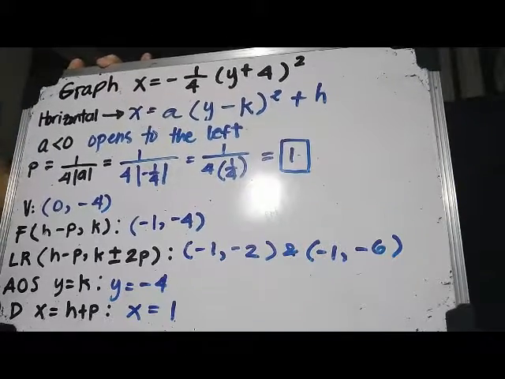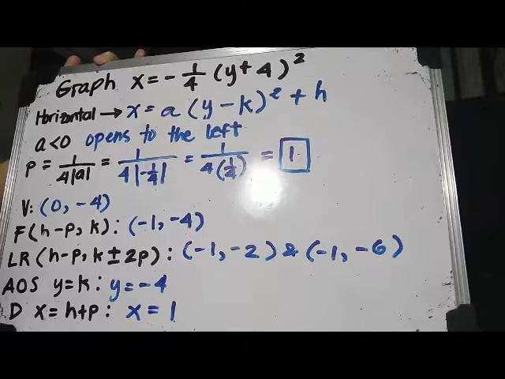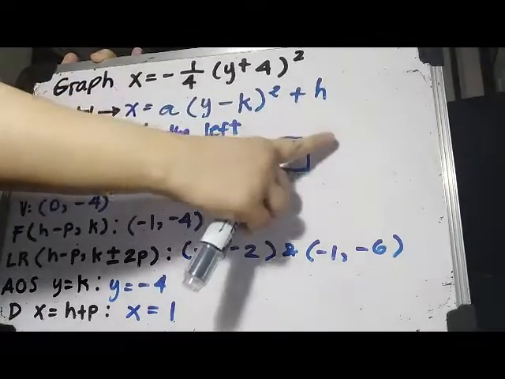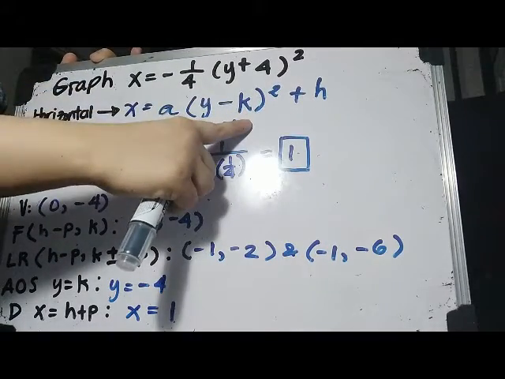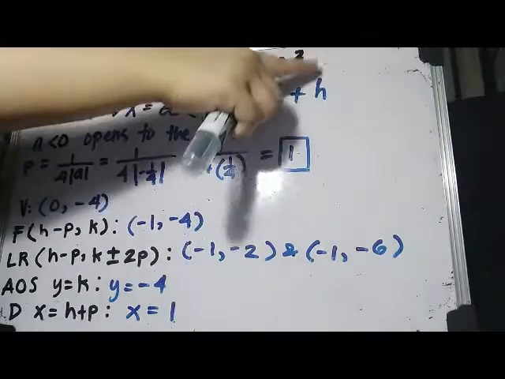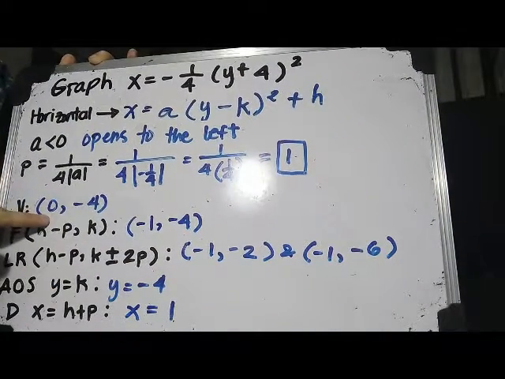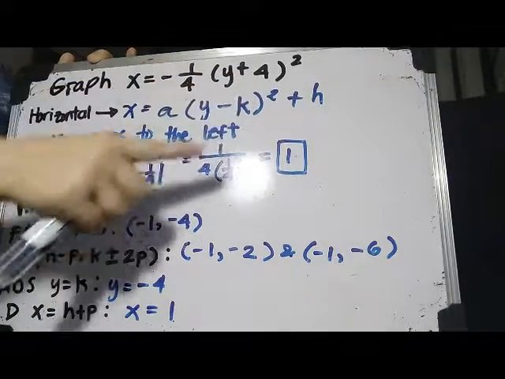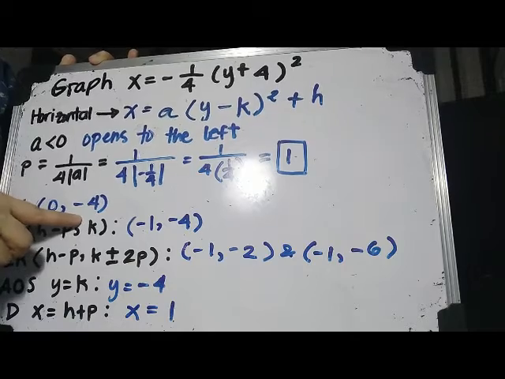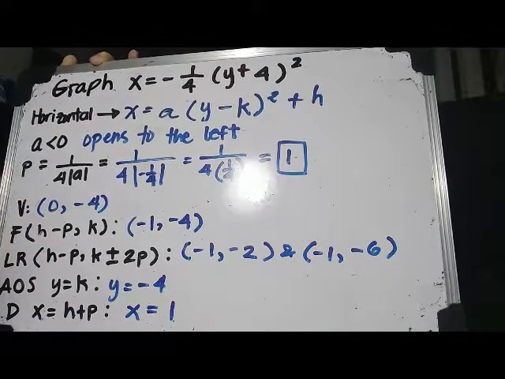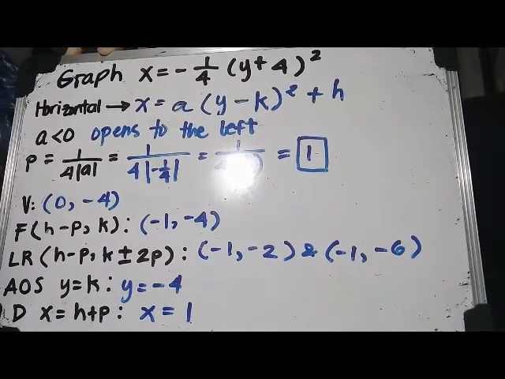Then for the vertex, we know that the vertex is h, k. However, unlike the vertical parabola, with a horizontal parabola, h is right here and k is inside the parenthesis. In the equation given to us, we have no h, so our h is 0. And the k is going to be negative 4 because it's y plus 4 inside here. If it is positive inside, in the vertex we have to change the sign, so it's negative 4. For the focus and the rest of the information we need, we'll still use the table shown earlier for the formulas.